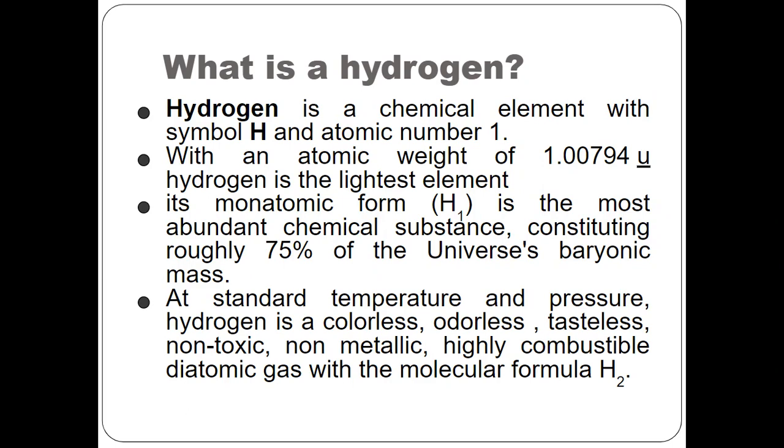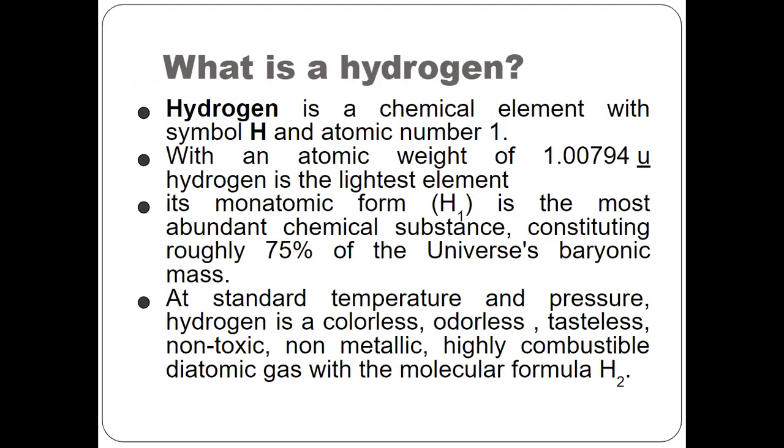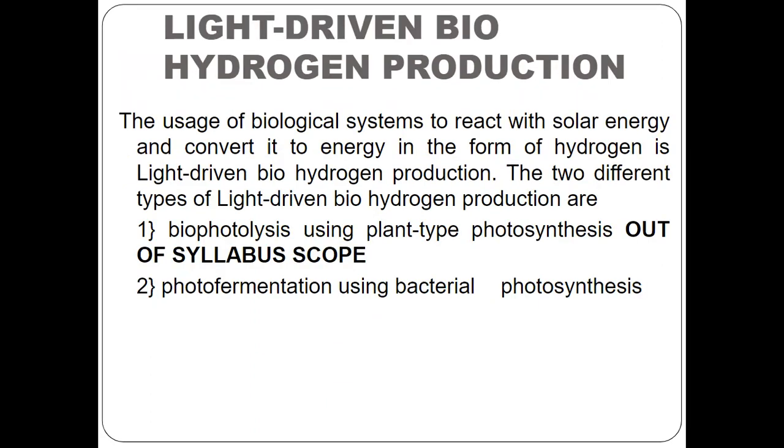It is highly combustible, so the only detection is combustion, which can be used routinely. It's very dangerous, but at the same time, due to its combustible property, it can be used as fuel. So there are basically two methods for biological hydrogen production: light-driven and dark fermentation. In combination with light, when sunlight or any other light is present, there is one particular pathway by which we can get hydrogen. Or in the dark, in absence of light, a light-independent process, it is fermentative production.